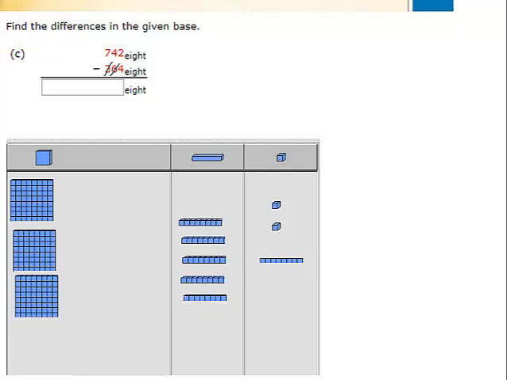So let's make that pretty. Alright, and I need to take away 4 of them, so let me count 1, 2, 3, 4. I'm going to take these 4 and delete them, and then count and see how many I have. Looks like I have 4, 5, 6 in the ones position. I have 3, 5 in that second position, and then 3 in that big square position. So this answer would be that 3, 5, 6 base 8.